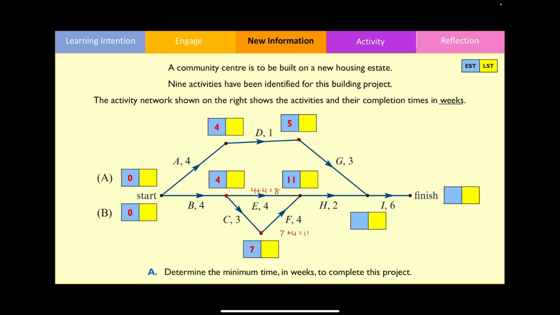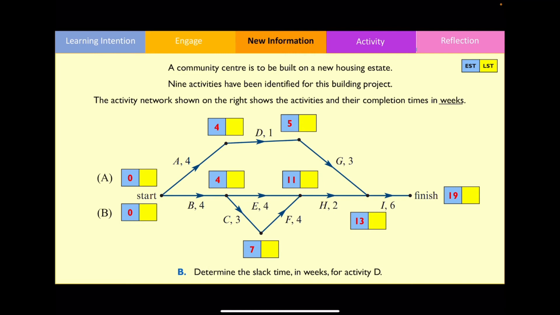In order for us to move on to activity I, we need to complete G and H. So the completion time of G is going to be after 8 weeks, whereas the completion time for activity H will be 11 plus 2, so that's going to be 13 weeks. Similarly, you want to choose the larger value between those two options, so therefore I'm going to put 13 here. So therefore the completion time of the overall project can be found by going 13 plus 6, which is going to be equal to 19. So therefore our answer is going to be 19 weeks for us to complete this project.